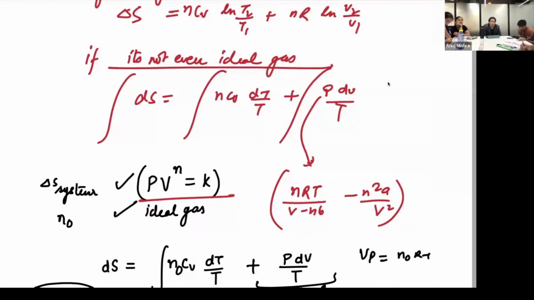Right now, a polytropic process is defined as PV^n is constant. Like in adiabatic, what happens? PV^gamma. This is PV^n is constant. Now try to solve for this case the value of entropy.